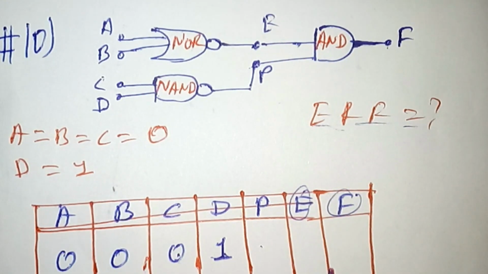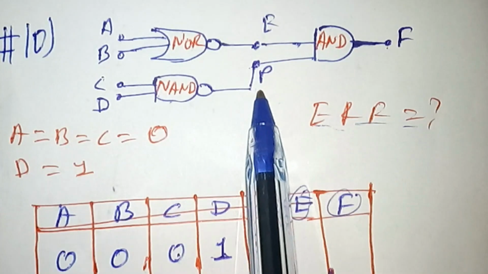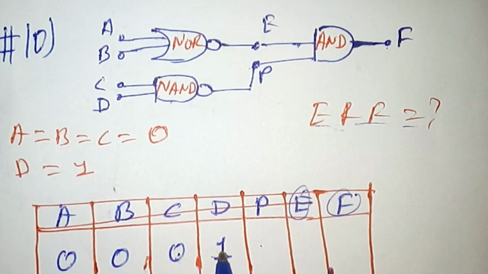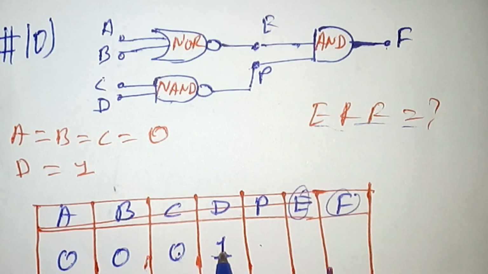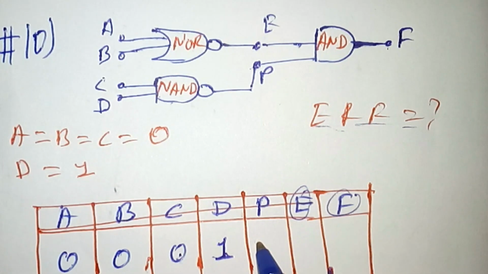So let's do this logic gate using the truth table. Point P has inputs C and D, so C and D are the inputs of the NAND gate and P is the output of that NAND. Since C is 0 and D is 1, 0 AND 1 is 0, but P is 1 because it is a NAND gate. 0 NAND 1 is 1.